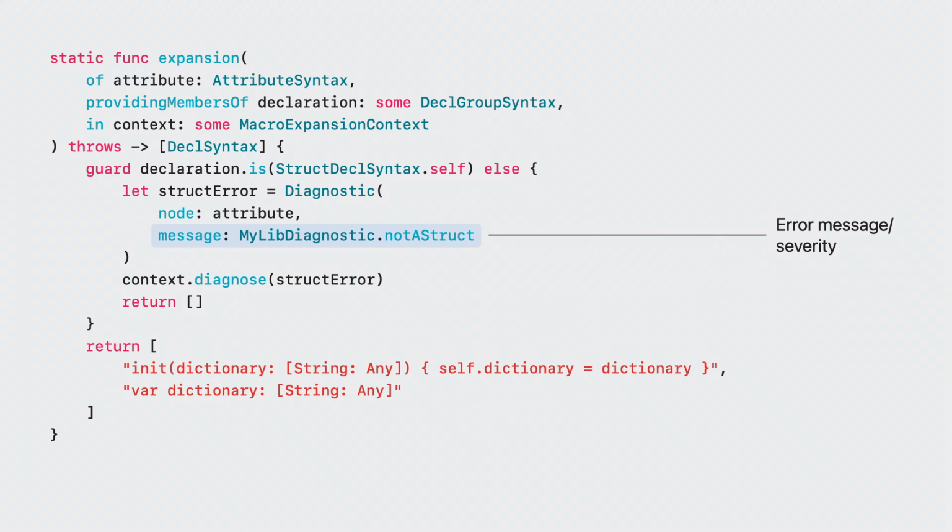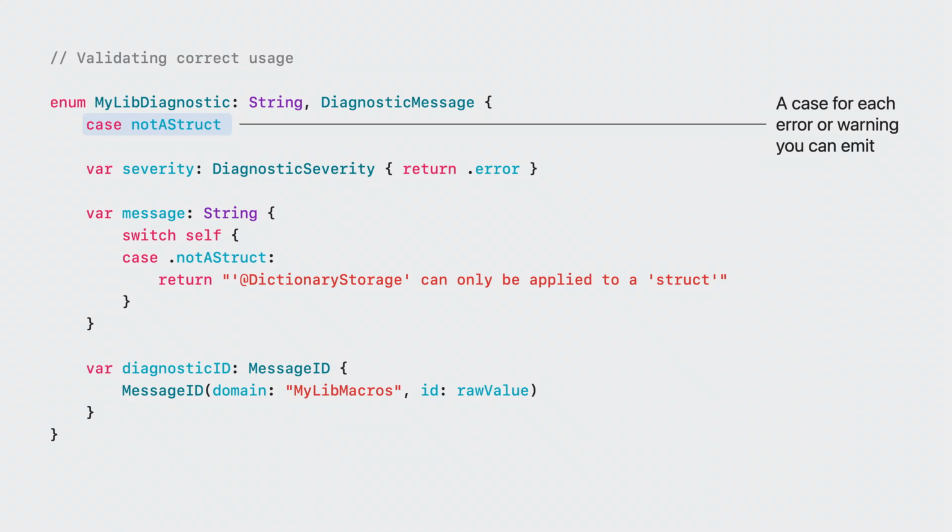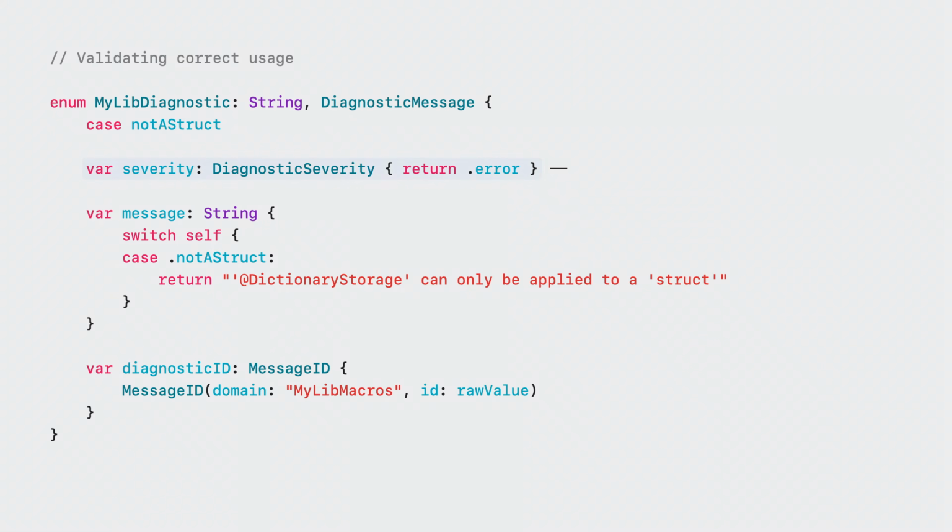Let's take a quick look at it. The MyLibDiagnostic type defines all of the diagnostics this module can produce. We've chosen to use an enum and provide a case for each diagnostic, but you could use another kind of type if you wanted. This type works sort of like a throwable Swift error. It conforms to the DiagnosticMessage protocol, and it has a bunch of properties that provide information about the diagnostic. One of the most important is the severity property. It specifies whether the diagnostic is an error or a warning.